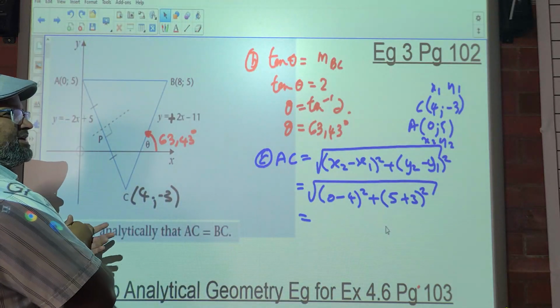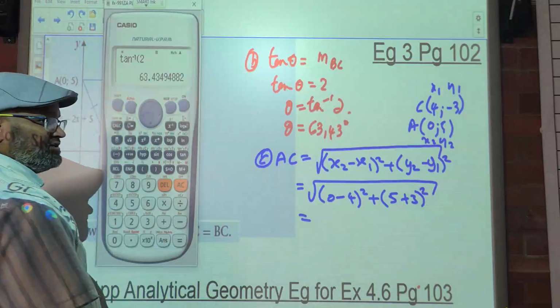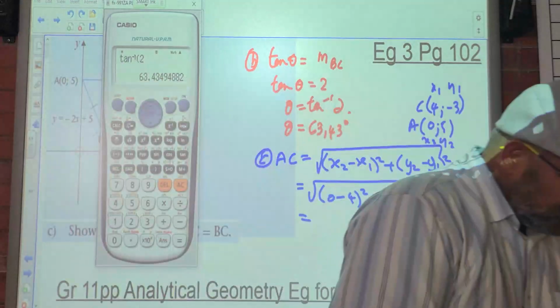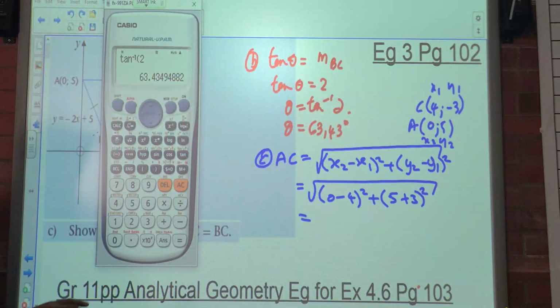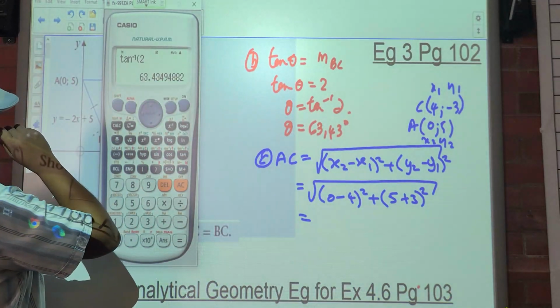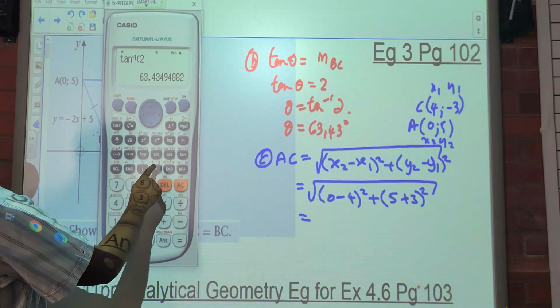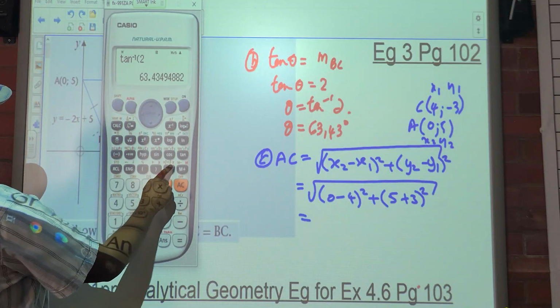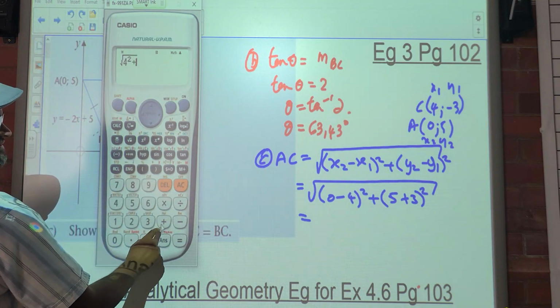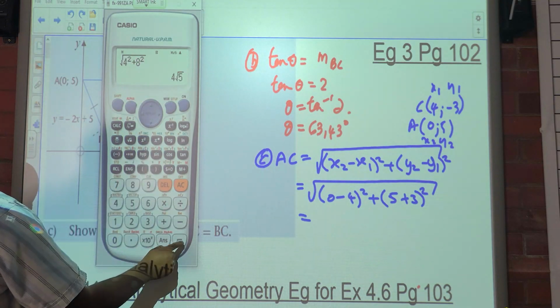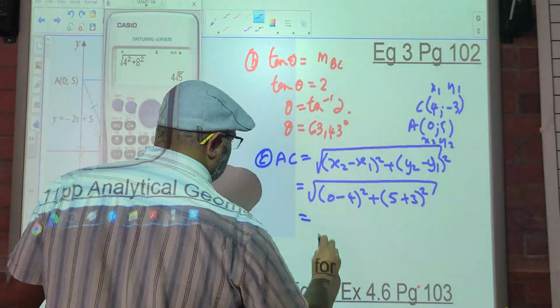8 squared is 64 plus 16, so the root of 80. Okay, so it's going to be root 80, and 16 is 4 root 5, I think. You just check. So it will be 4 squared plus 8 squared. 4 root 5.